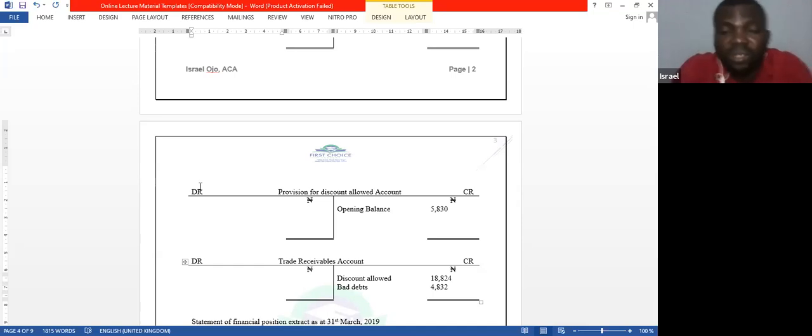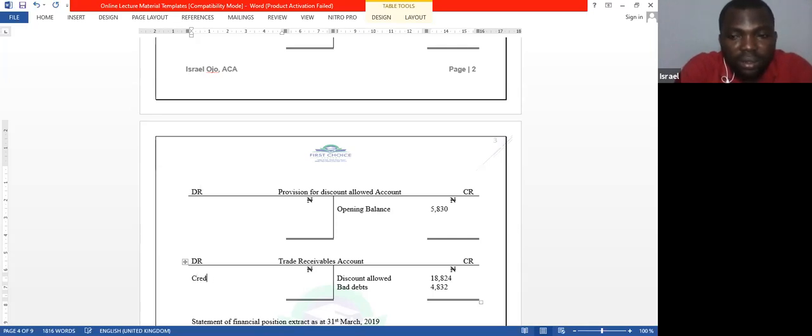So we have trade receivables. Whenever they make sales, what do you do? You credit your sales and what? When they make credit sales, what you do is you credit your sales account and you debit your trade receivables account. So under here, we are going to have what you call sales, credit sales.